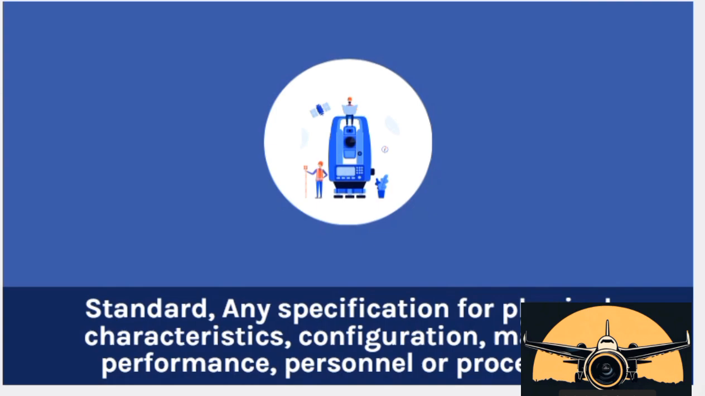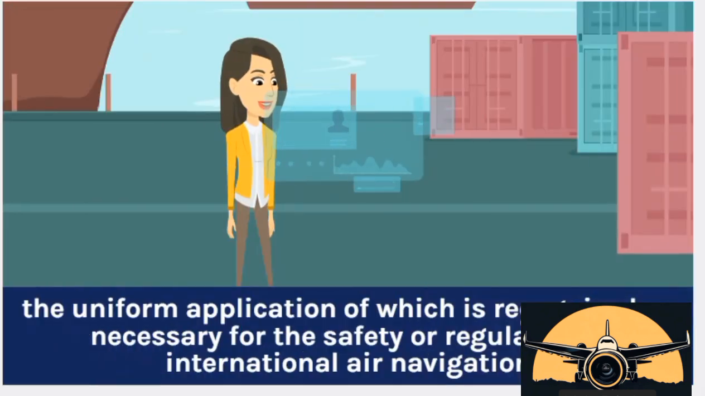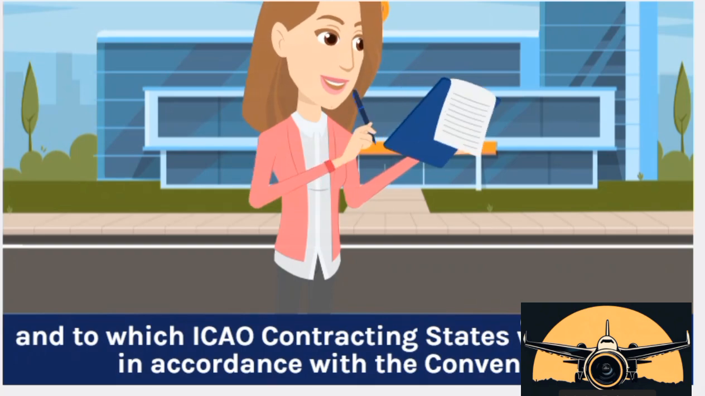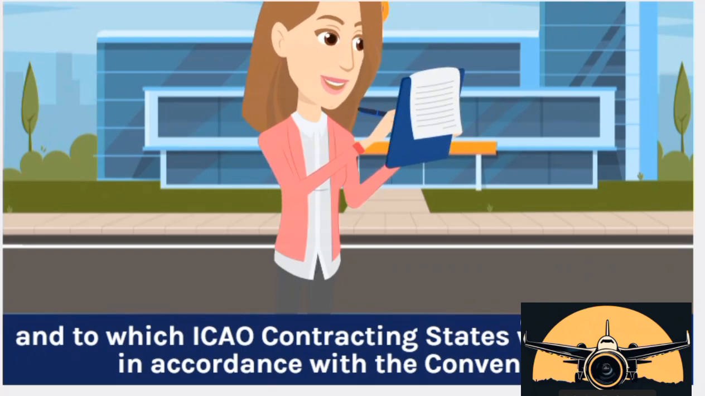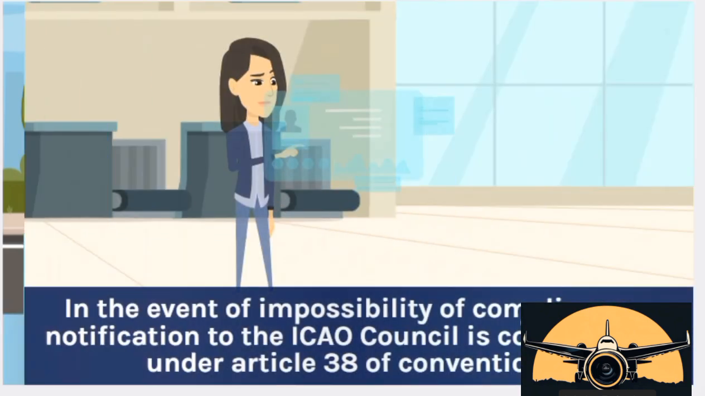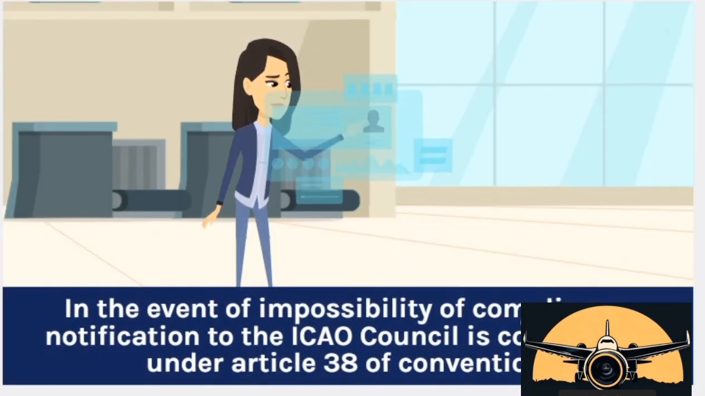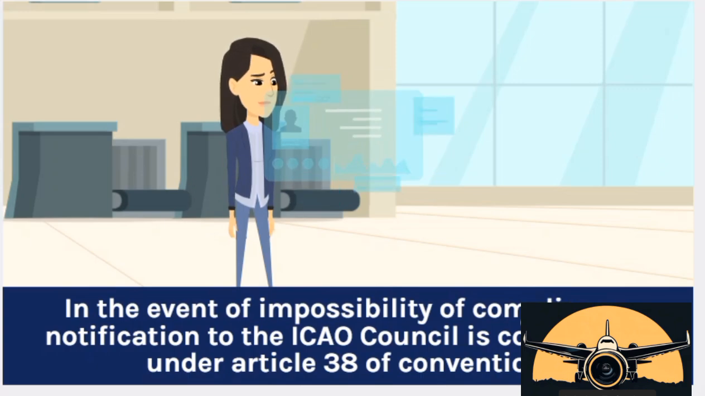Standard: any specification for physical characteristics, configuration, material, performance, personnel or procedure, the uniform application of which is recognized as necessary for the safety or regularity of international air navigation, and to which ICAO contracting states will conform in accordance with the Convention. In the event of impossibility of compliance, notification to the ICAO Council is compulsory under Article 38 of the Convention.